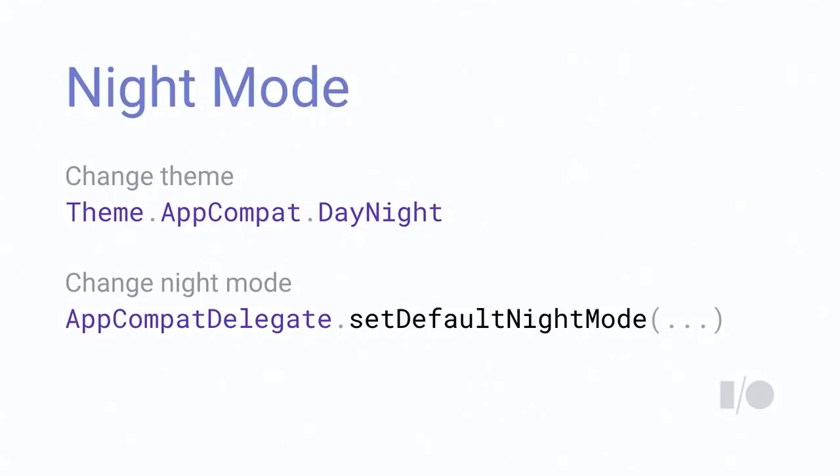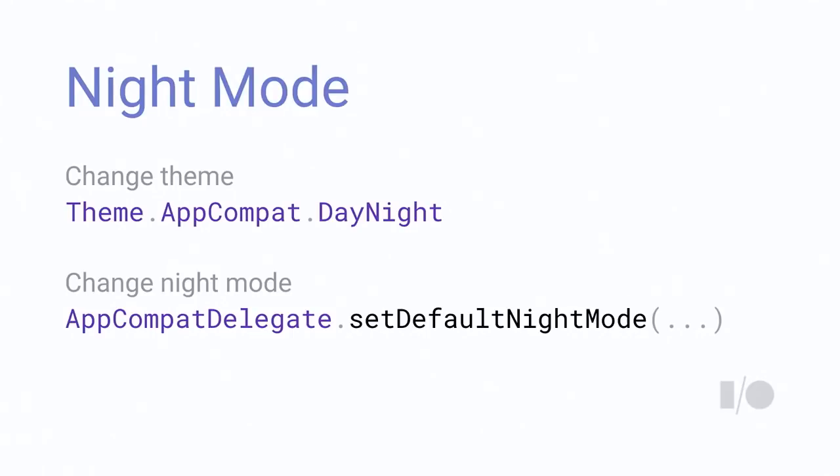So there's two things you have to do to actually enable this in your app. The first is you change your theme to extend from one of the Theme.AppCompat.DayNight variants. So if you're already using, like, NoActionBar or DarkActionBar, we also have those variants on top of it. So it should be a straight swap. Once you've done that, great, but you need to tell AppCompat to actually enable the feature.